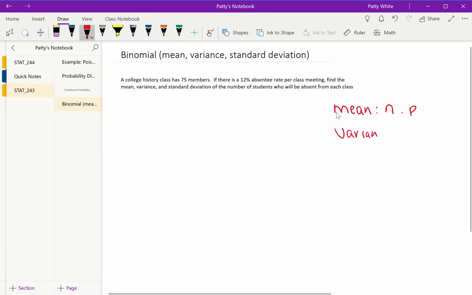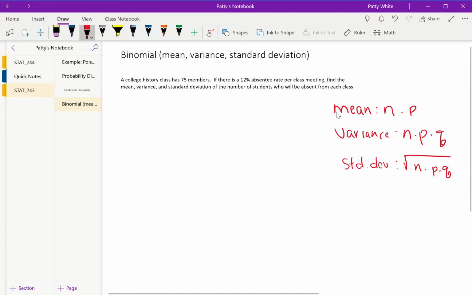To find the variance, we take n times p times q, and to find the standard deviation, we just take the square root of the variance, so the square root of n times p times q. And just to remind yourself, p is the probability of a success, and q is the opposite, so 1 minus p.